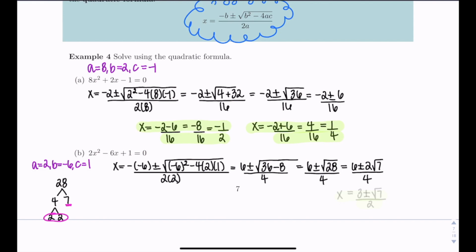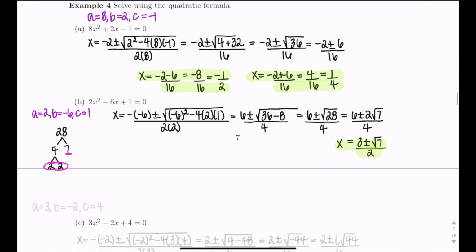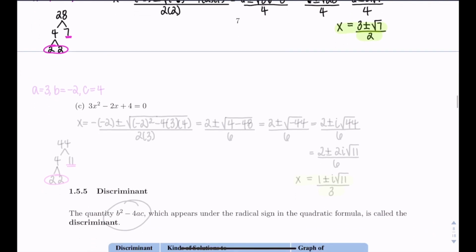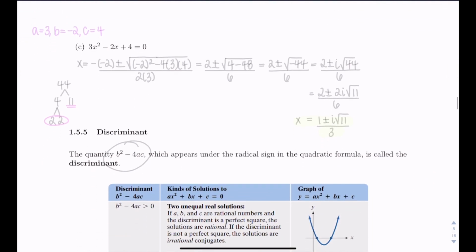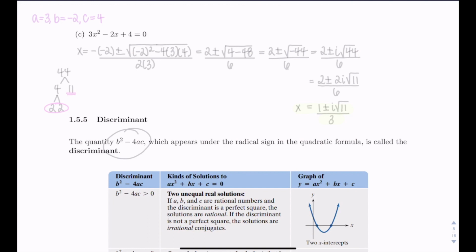And the last thing I can do is ask myself, what goes into 6, 2, and 4? So 2 can be taken out of all three of those terms. And so we end up with 6 divided by 2 is 3. 2 divided by 2 is just a 1, so square root of 7. And 4 divided by 2 is 2. So our final answer is 3 plus or minus the square root of 7 all over 2. And let's try the last one. Go ahead and pause the video and attempt it on your own.